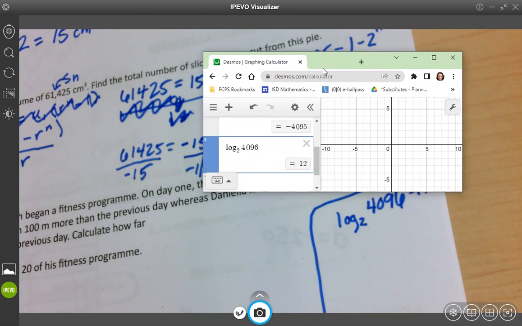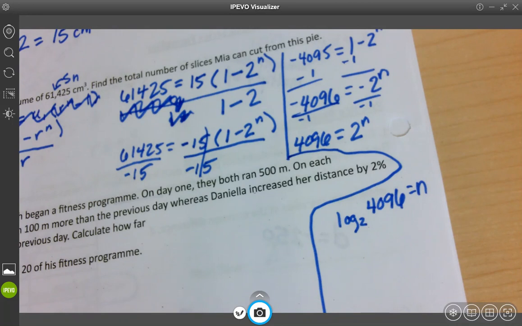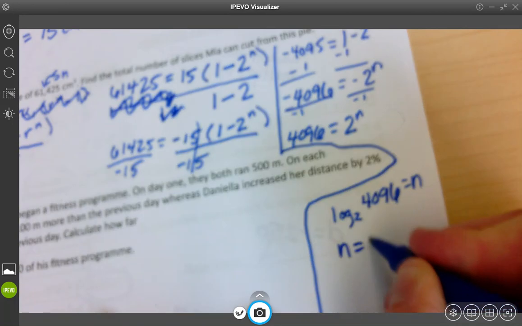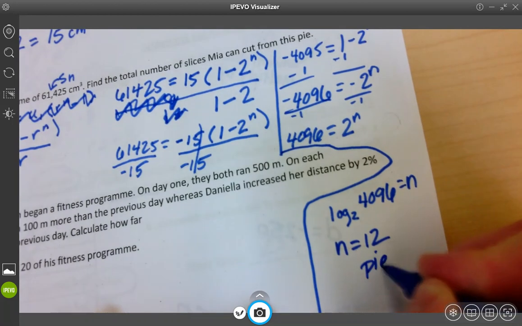Ben, how many pieces did you get? 12. That's what I got too. Anybody else get 12? Good. All right, so log base 2 of 4096 is 12. So that means that we can get 12 pieces of pie. Of course, the 12th piece is the one I want because that's the super big one. The first piece was the smallest. So n equals 12 pieces.